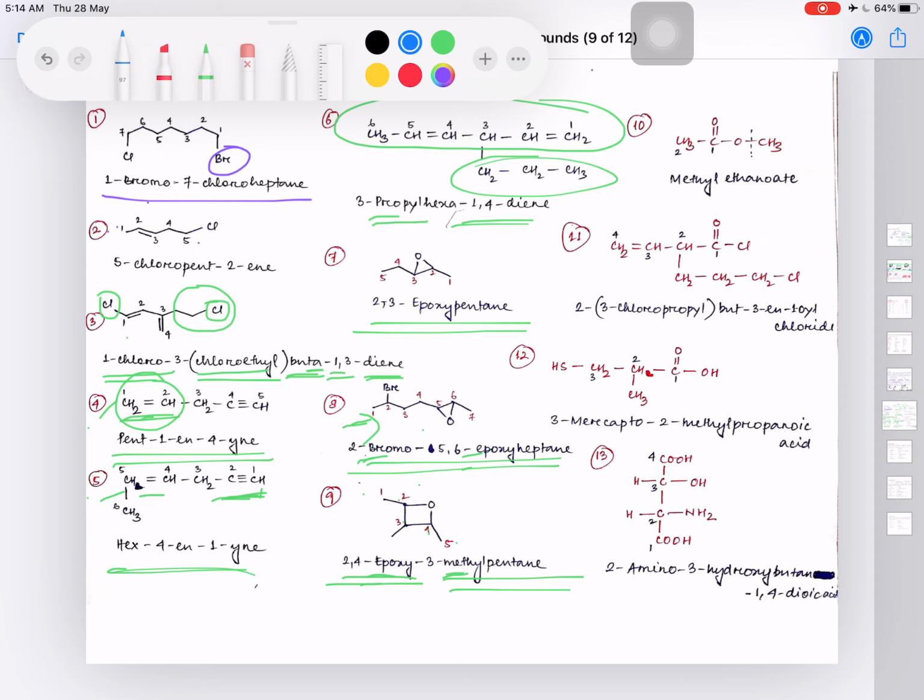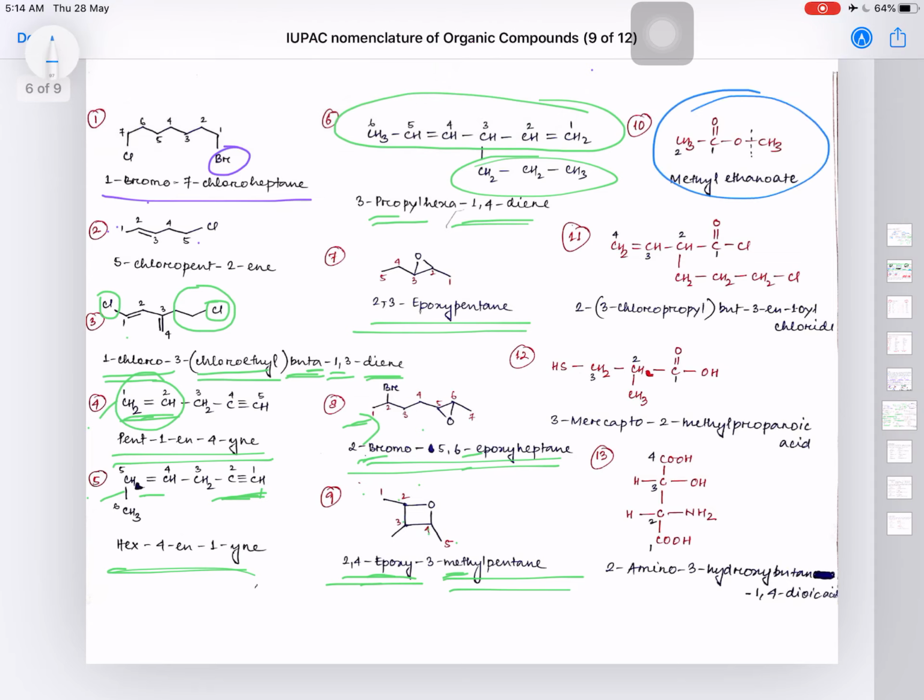Then say example number 10, it is the ester functional group. So esters are written like this. Say this one, OR: the R that is attached will be written as a substituent, and the remaining ester will be written as the suffix. Okay, so this is a 2 carbon ester, so it is ethanoate, and since the R group, meaning the group on the oxygen, is methyl, it is methyl ethanoate.